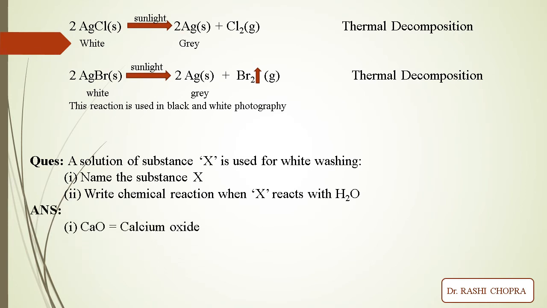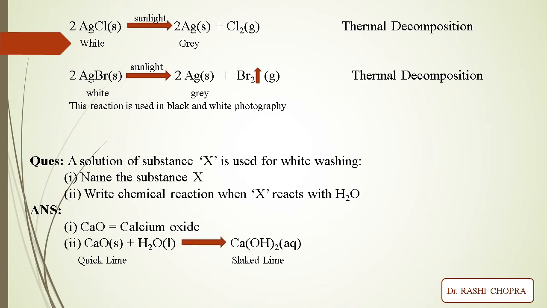Now you need to write the chemical reaction when substance X reacts with water. We all know, we have done it many times, that calcium oxide reacts with water to give calcium hydroxide, slaked lime, and slaked lime is applied over the walls and ceilings of your house.